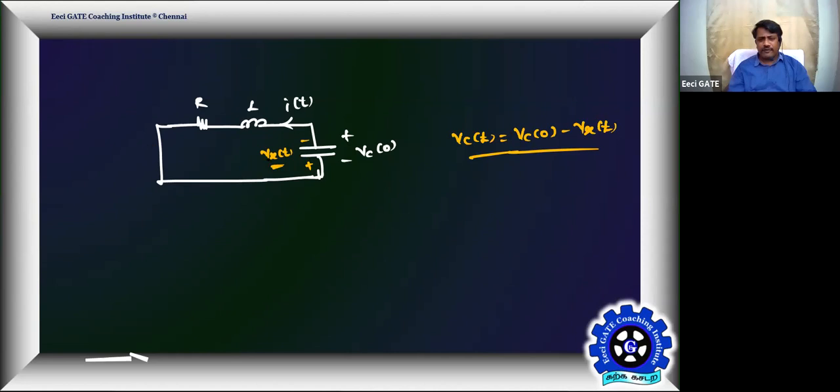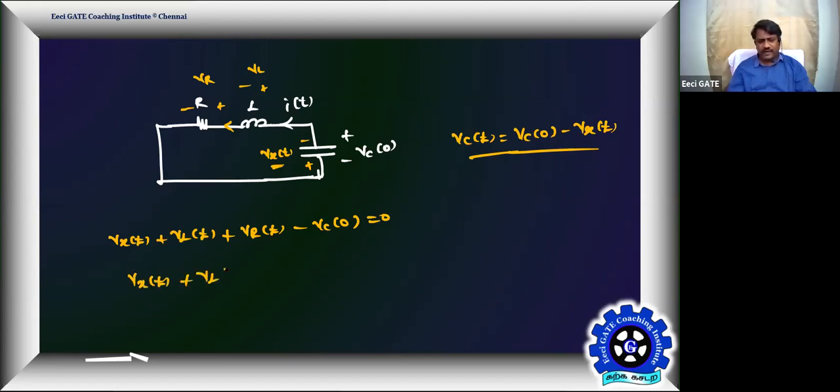Then if you solve for this, you'll get Vx of t plus Vl of t plus Vr of t, minus as per the current direction. This is plus minus, this is plus minus, this is VL and this is VR. This is Vx, all are same, and opposite minus Vc of 0 equal to 0. Then Vx of t plus Vl of t plus Vr of t will be equal to Vc of 0.